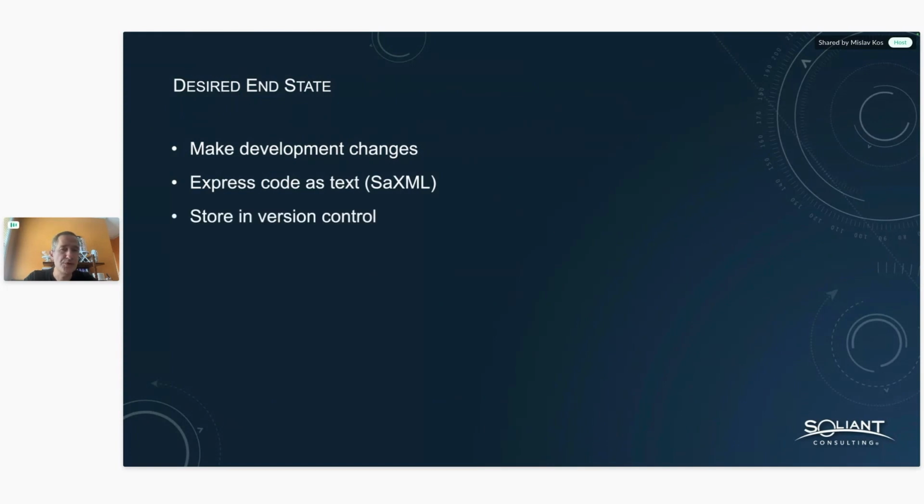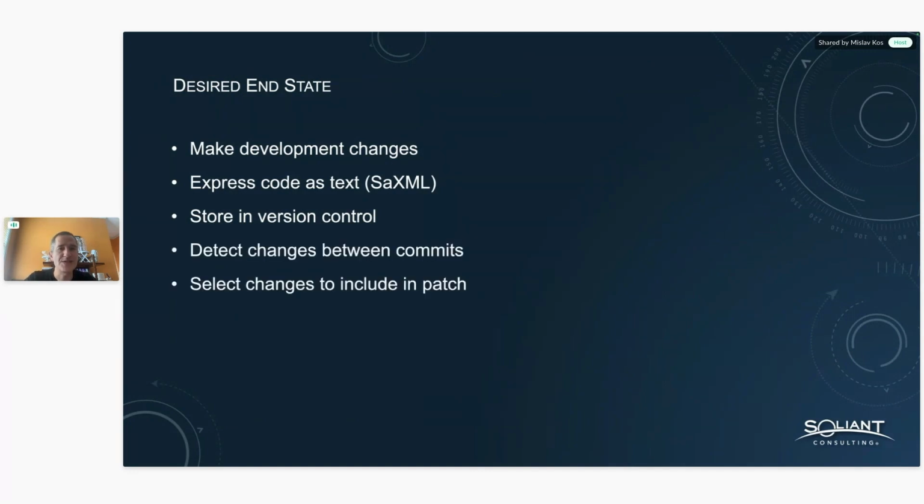Then we need to be able to compare different commits, different versions that we have stored, so that we can detect changes between different commits. Then we'll need to be able to select individual changes to include in our patch file. Then we build the patch file, test it out, and apply it. So those are the steps.